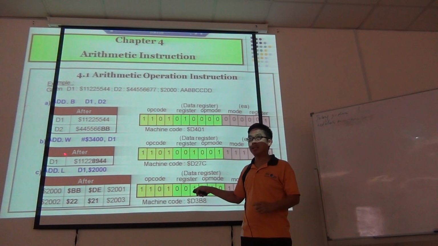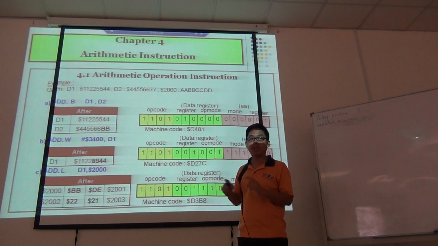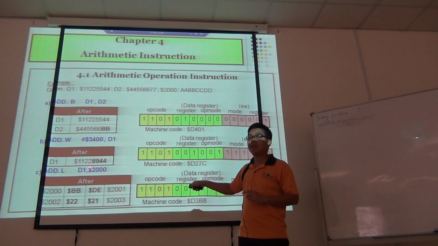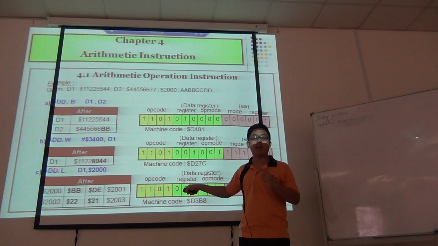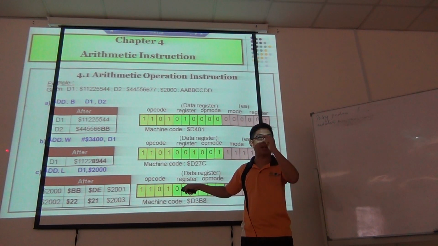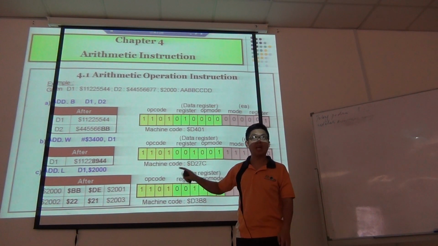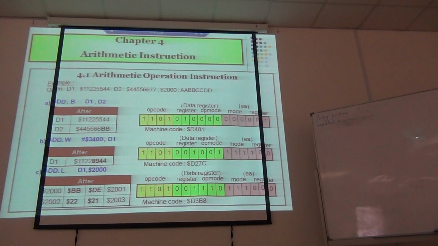The third one, add dot long D1, the whole register's value for D1 is going to be added to dollar sign 2000. That is the location in memory. You have to refer to 2000, get the long word, add up, and then finally you have to save it back to the original 2000 area, because this is the destination. Okay, let's look one by one from the codes.